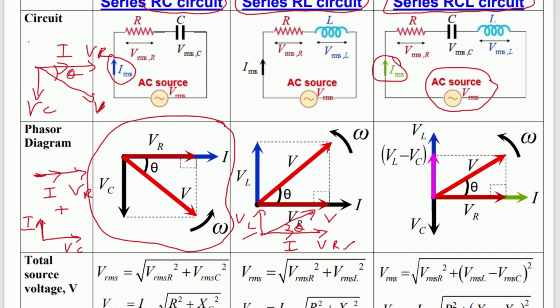For the RCL circuit, we combine all the phasor diagrams: pure resistor, pure capacitor and also pure inductor. We combine them all, and then it becomes like this. For example, we have the phasor diagram for the pure resistor, I, VR.